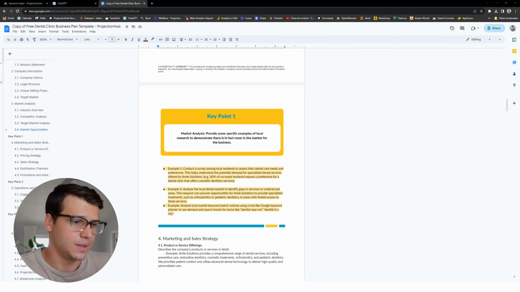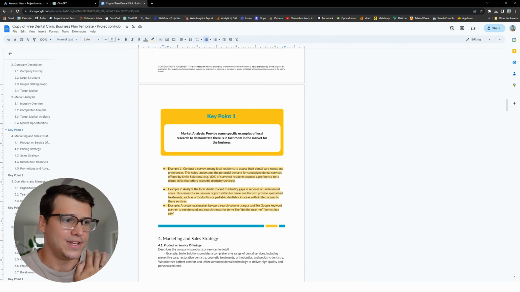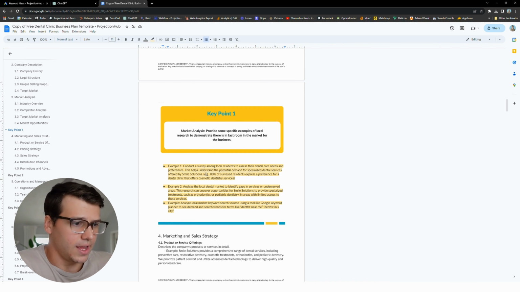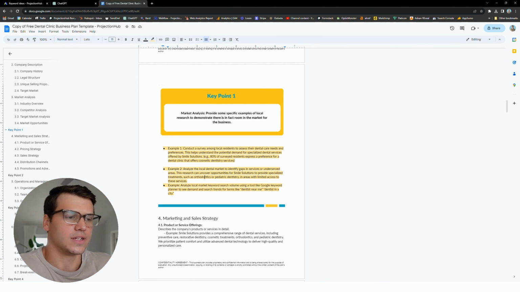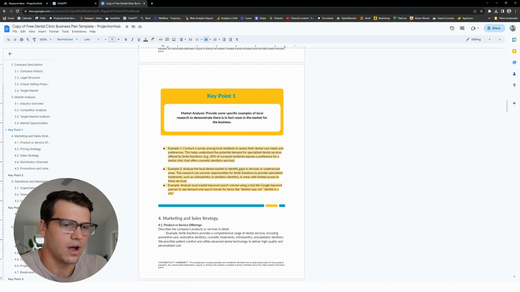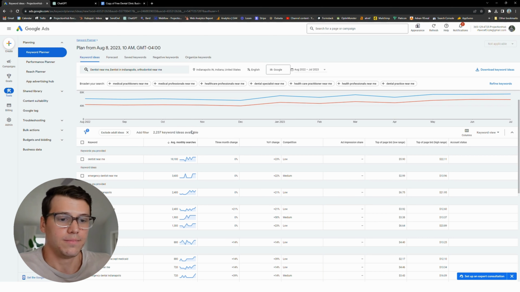As you can see here in the template, there are some examples of ways you can do that. One is a survey, analyze the local dental market to identify gaps. That's where I was mentioning, read reviews and find out, are people satisfied with the current offering of dental options in the area? But I really like example 3 here, and I'm going to demonstrate how to do that. This is a really great thing to do for businesses or services that have a physical presence, like a dentist office. And so we're going to go to a tool called the Google Keyword Planner tool.